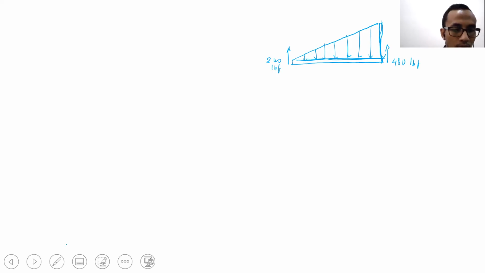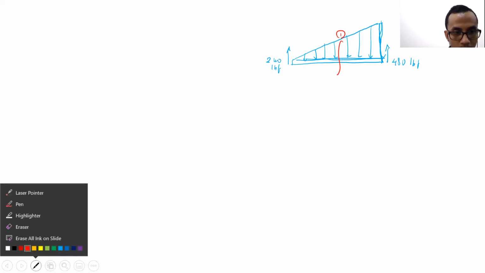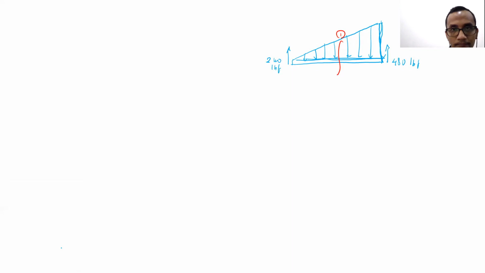As I told you before, the section is supposed to be here. Correct, right? Yes. And now we try to draw the new free body diagram for the section. So the new free body diagram is supposed to be like this, right? I draw the left free body diagram. So I have 40 lbf.